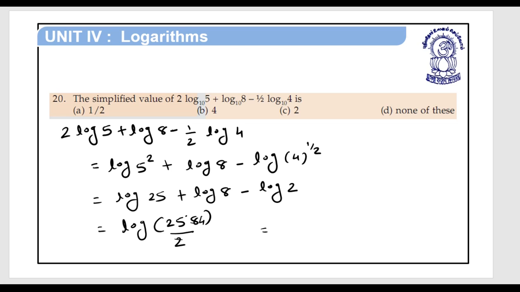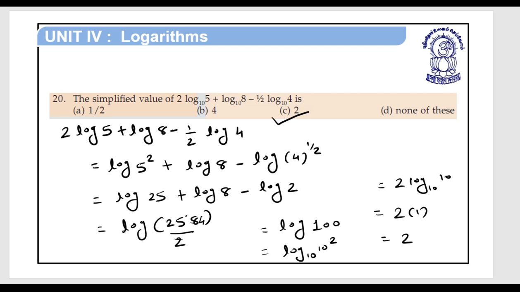So log 25 into 4, 100, log 10, 100 means 10 square. So 2 log 10 to the base 10. So 2 into 1 is equal to 2. So the answer is C, 2. Next question.